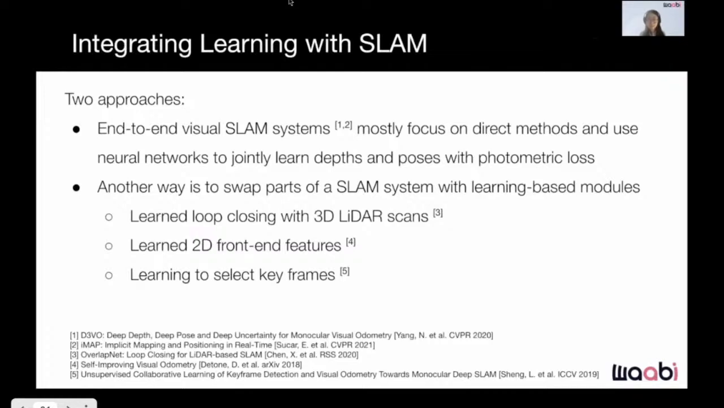Recent end-to-end visual SLAM systems mostly focus on direct methods and use neural networks to jointly learn depth and poses with the photometric loss. Alternatively, several approaches only learn parts of a SLAM system. For example, recent works have successfully learned the loop closing module of a LiDAR SLAM system, the 2D front-end features in a visual SLAM system, and the keyframe selection stage of a visual SLAM system.